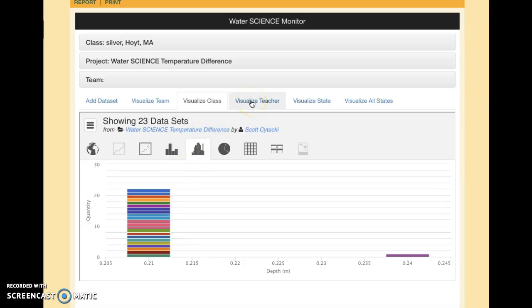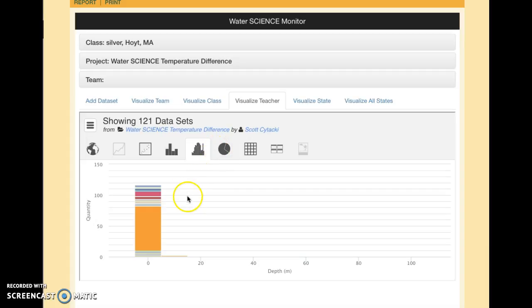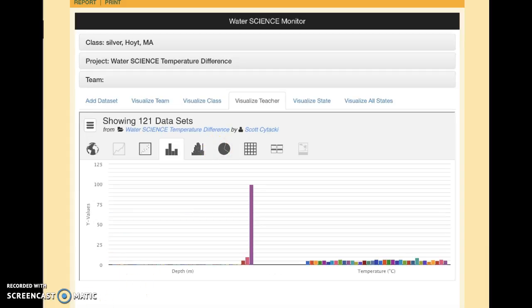So let's visualize all of this teacher's classes, because this teacher actually had multiple classes. When I look at this data from all the classes, I see that there are some very out of range values which really should be discounted. For example, I have one student here who thinks that they got their water at the depth of 100 meters. So we're just going to overlook that. You see the temperature here, again, across this teacher's classes from 6 to 9 degrees.